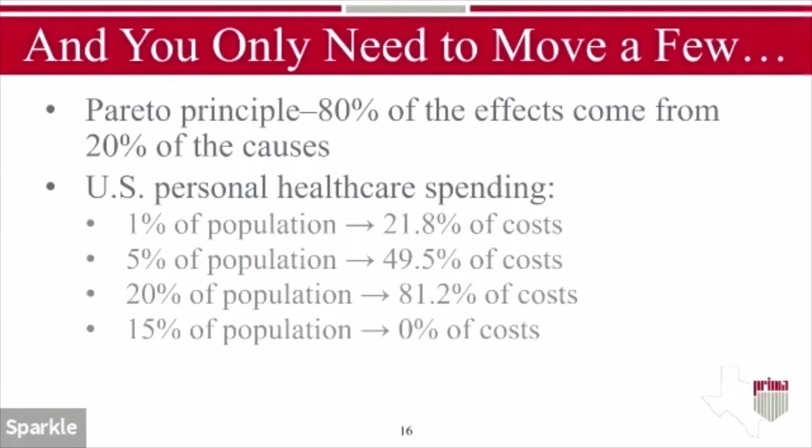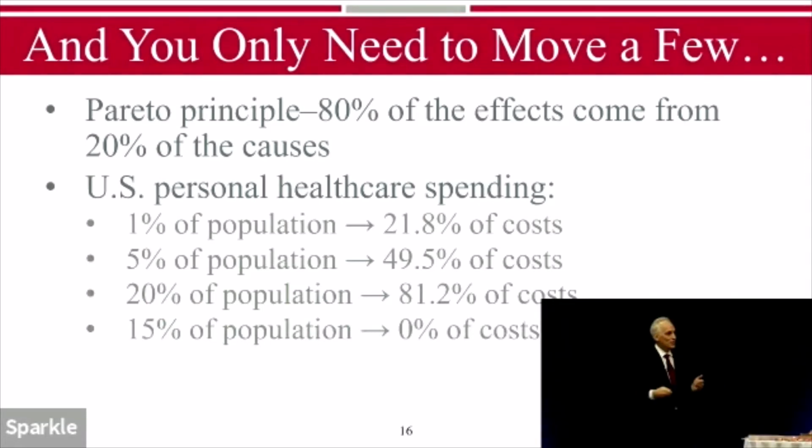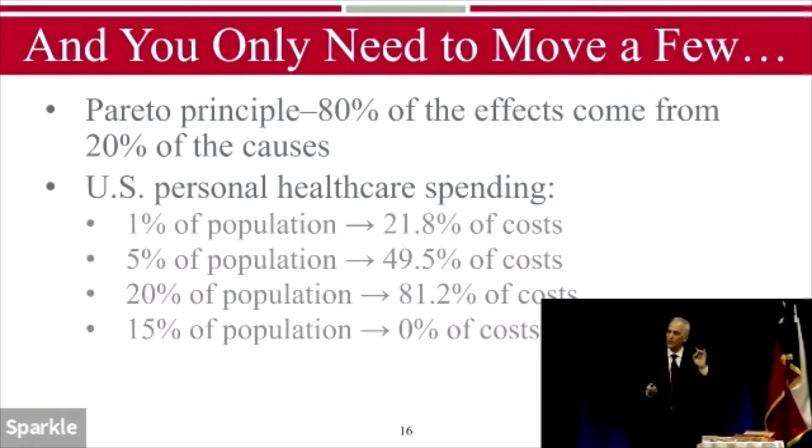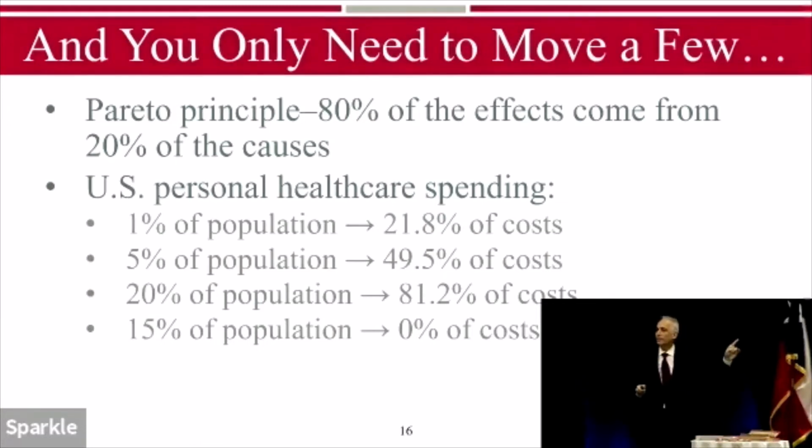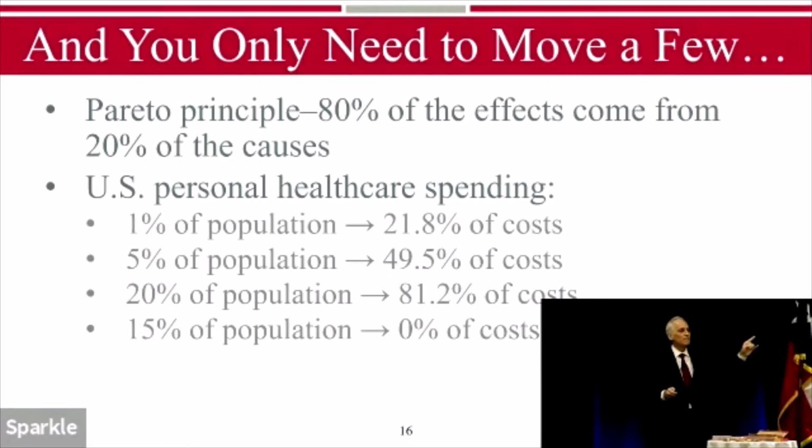And you only have to move a few folks to have a significant impact. You've all heard of the Pareto principle, the 80-20 rule. 80% of the effects come from 20% of the causes. It's no different in healthcare, and it's no different in the general economy of the United States or in your particular health plans. There's just a few folks that account for most of the costs, and if you can get to them and get them to the right doctors or in the right treatment patterns, then you'll have a real outsized impact.